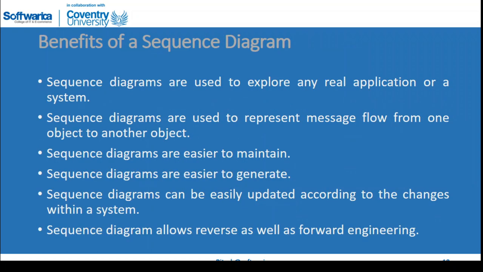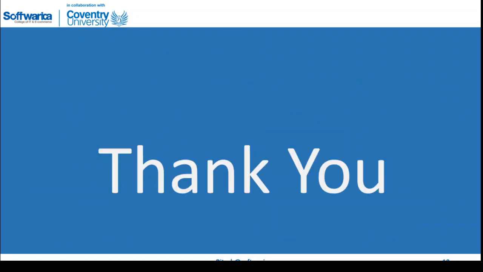Benefits of sequence diagrams. Sequence diagrams are used to explore any real applications of the system. They are used to represent message flow from one object to another object. Sequence diagrams are easier to maintain. They are easier to generate. They can be easily updated according to changes within the system. They allow reverse as well as forward engineering.